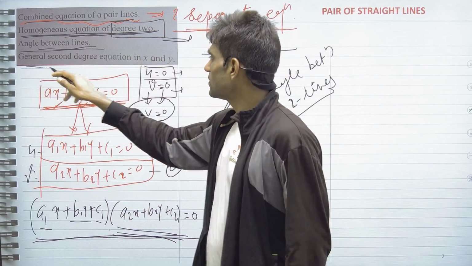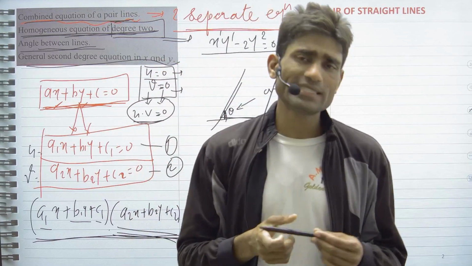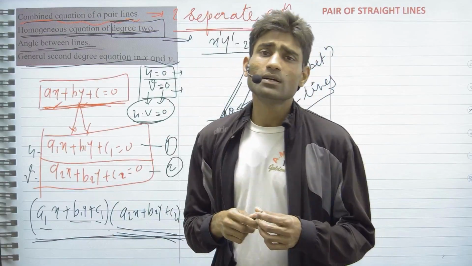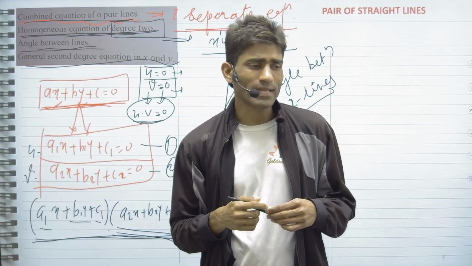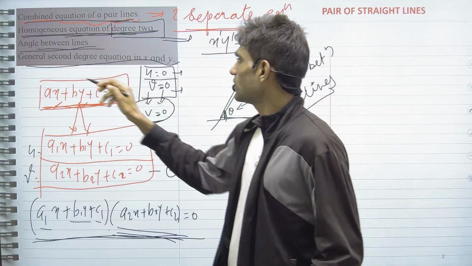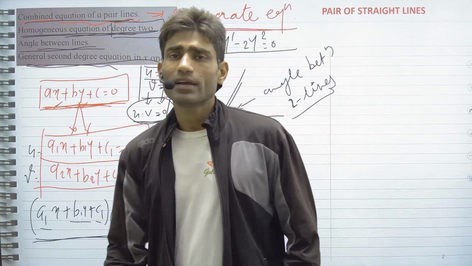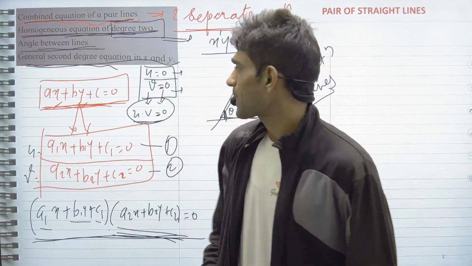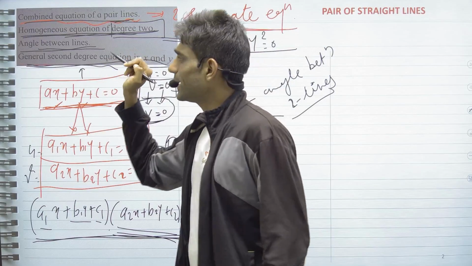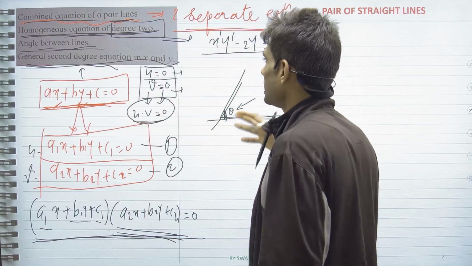Then after that, the general second degree equation in x and y. The general second degree equation says ax square plus twice of hxy plus by square plus twice of gx plus twice of fy plus c. This type of equation we consider as the general standard equation of degree 2 in x and y. These all come under our pair of straight lines. Maybe there are many other points as well, but we'll see it later on.